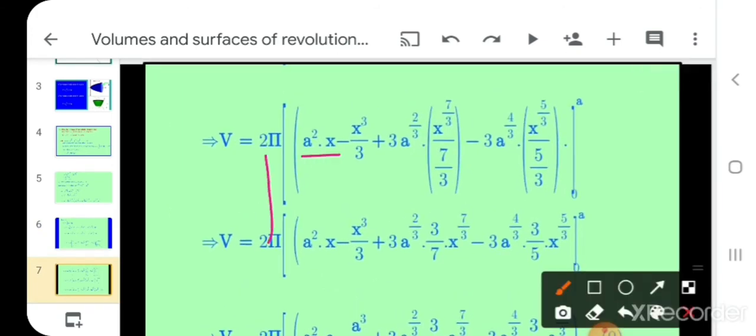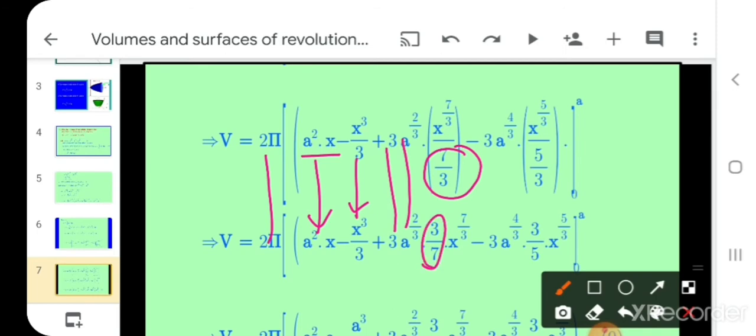Same 2 pi a square x, x cube by 3. With denominator what we have here? 7 by 3. Then what we write in numerator? 3 by 7. So I write 3 a power 2 by 3 into 3 by 7 into x power 7 by 3 minus 3 a power 4 by 3. Here also denominator we have 5 by 3, so I write 3 by 5, same x power 5 by 3. Same limits 0 to a.